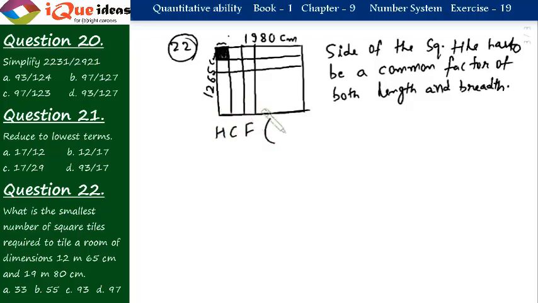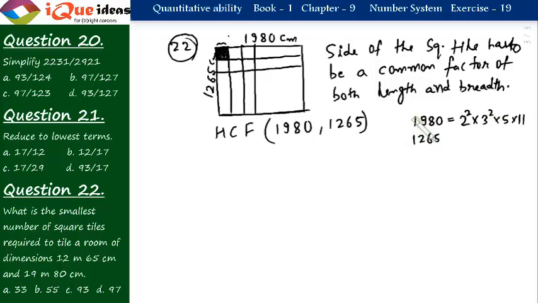So let's calculate the HCF of 1980 and 1265. You can calculate either by factorization or by the long division method. Right, now let's use the factorization method. So 1980, if you factorize, becomes 10 into 198, that is 20 into 99. So finally we have 2 square into 3 square into 5 into 11.